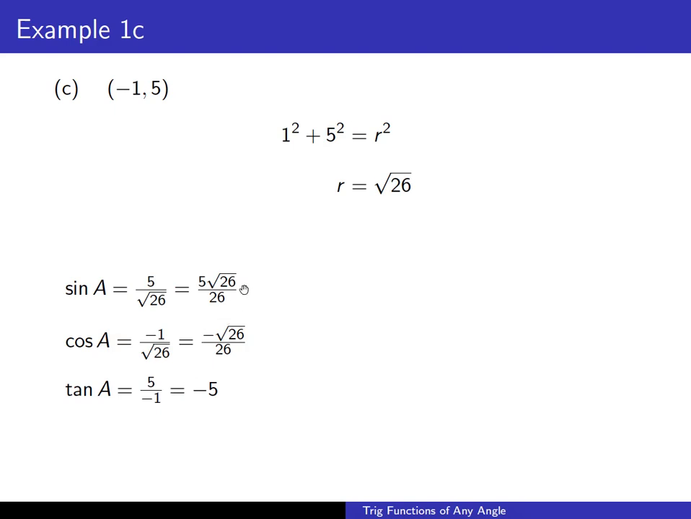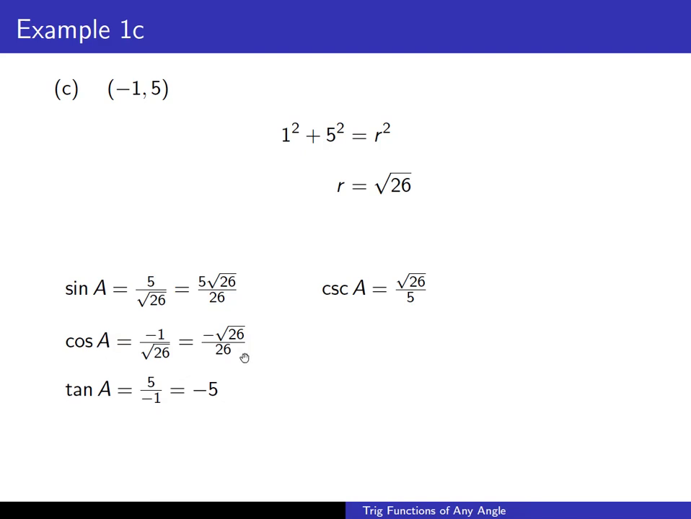For cosecant, rather than take the reciprocal of the simplified answer, let's go back to cosecant as r over y. So we have square root of 26 over 5, which is also the reciprocal of what we started with at the beginning for the sine of this angle A in this problem. So r over y is going to be square root of 26 over 5. And notice we don't have any square roots in the denominator to worry about.